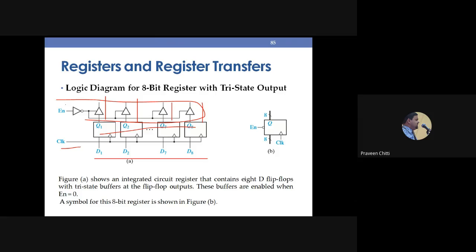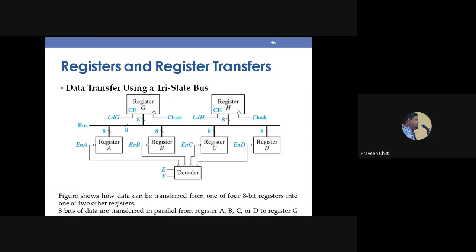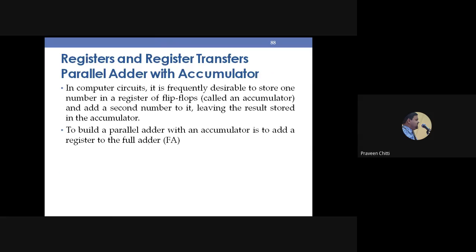That depends upon this enable signal. If the enable is high, then only the output of these flip-flops, that is the 8-bit register, will be available for the output. This is data transfer using tri-state buffer, the same example which I have earlier explained. The same thing is shown. You can go through that.